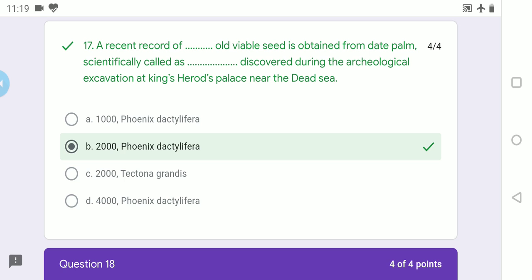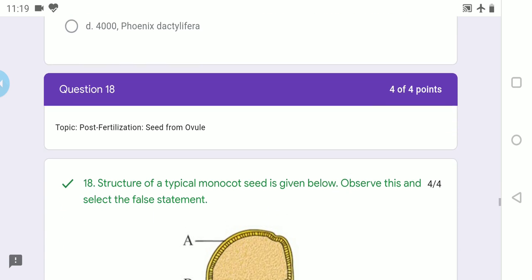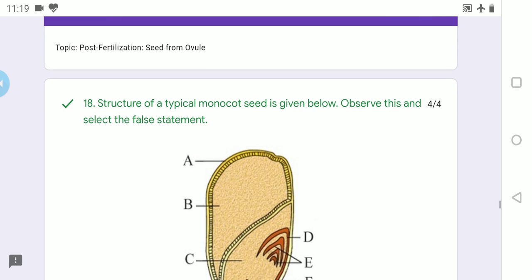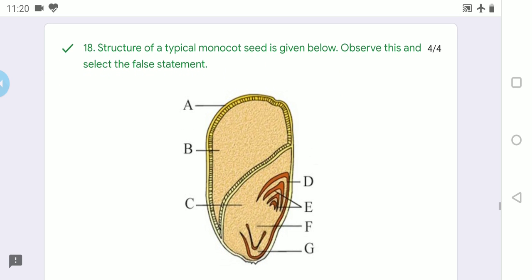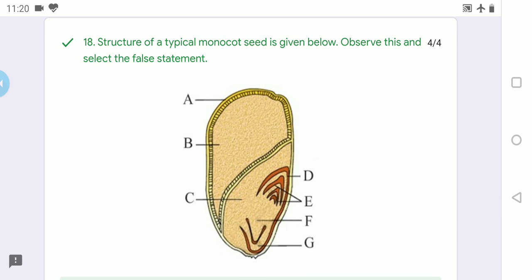Okay, Phoenix dactylifera, discovered during the archaeological excavation at King Herod's palace near the Dead Sea. Is it clear? Yes. The next question is related to the post-fertilization events, the formation of seed and ovule. Here, as I said, just observe the structure of a maize seed.